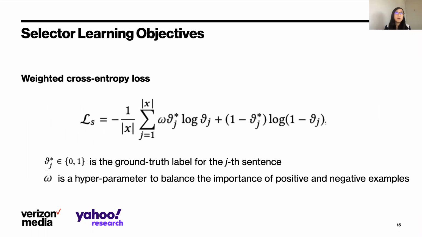As a learning objective, since we are doing binary classification, we use the weighted cross entropy loss. The only difference from the default cross entropy is that we add a weight to balance the positive and the negative samples here. This is a hyperparameter that we will set.